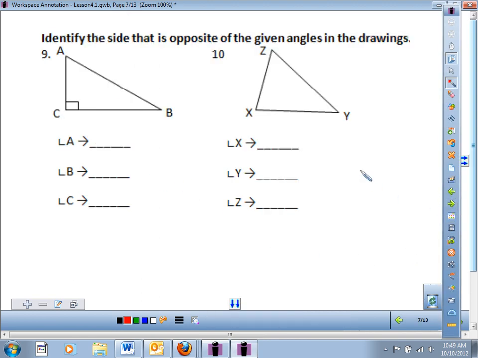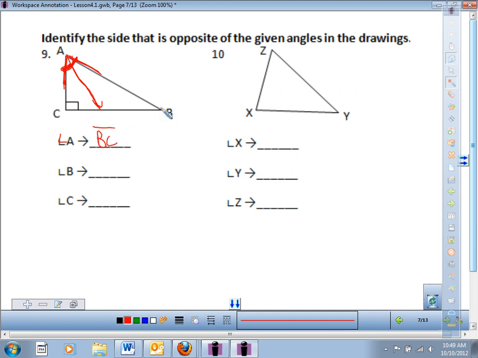All right? Let's go to these guys. We're going to be doing tons of this when we get into section 4.4. It says identify the side that is opposite of the given angles in the drawing. Okay? So here's angle A. That's what we're looking at right here. Angle A. This angle right here. We want to name the side that is opposite. So what I'm going to do is draw an arrow over there. Now I can't draw an arrow straight from this angle to this side, but what I can do is draw an arrow across that triangle to that side. So the segment that's opposite of angle A is segment BC.